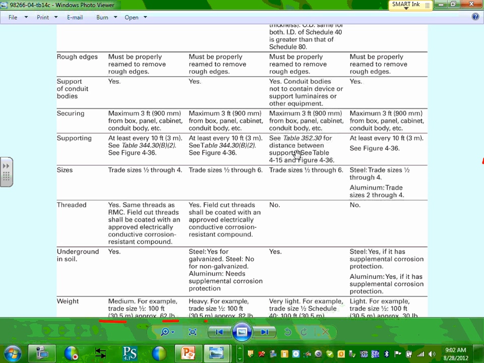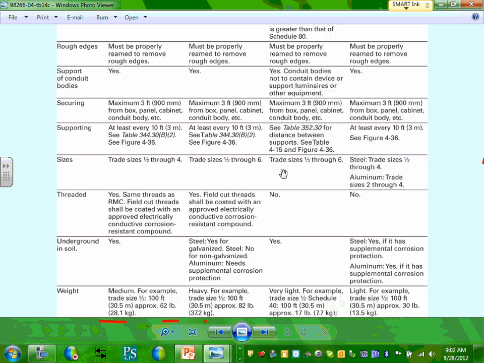So if somebody tells you, how do you support a conduit and you don't know, a good answer: if it's metallic, it's 3 feet from every box, 10 feet in between. If it's PVC, basically 3 feet in between, 3 feet from every box, with some tables they have to use. Look at the sizes. Now, can you guys see how PVC and rigid are superior?